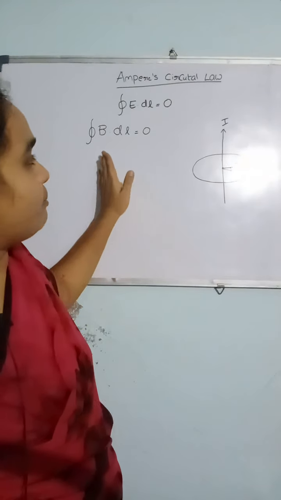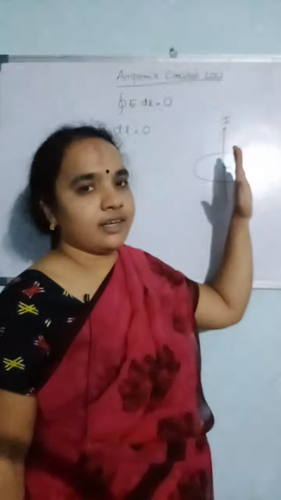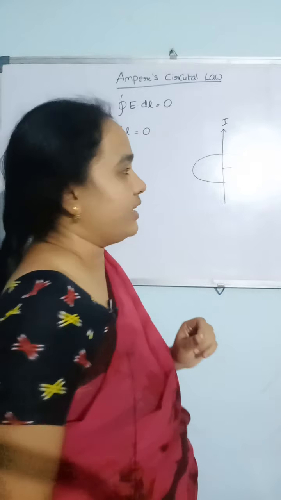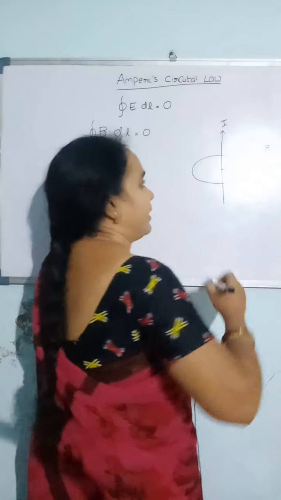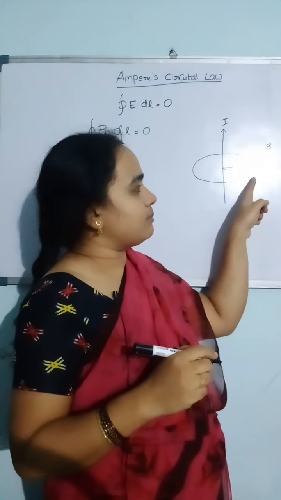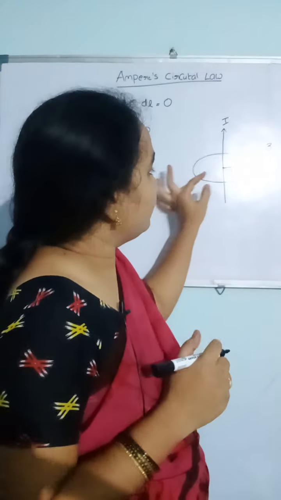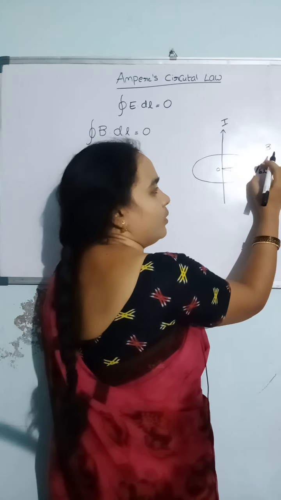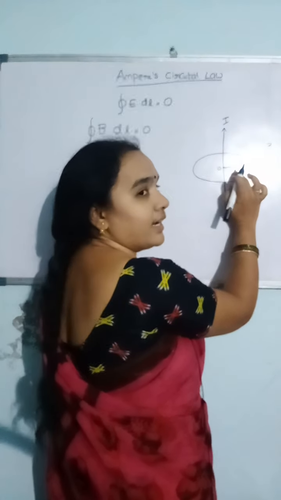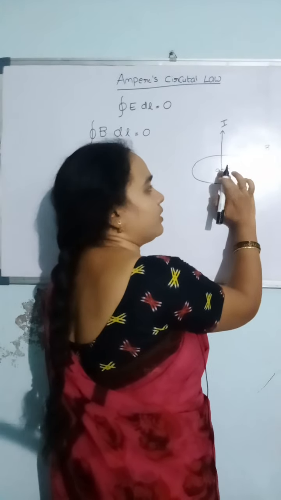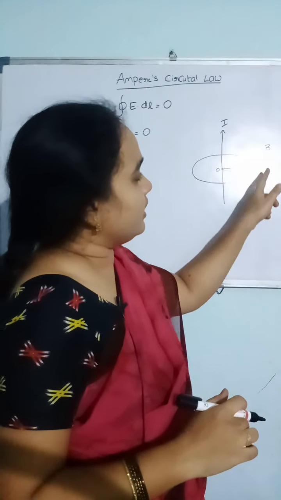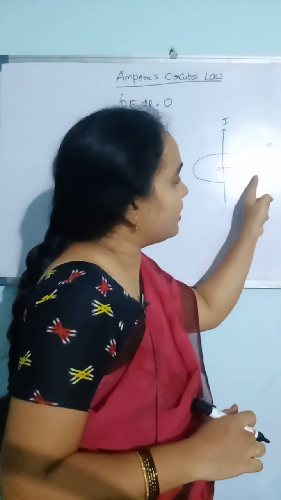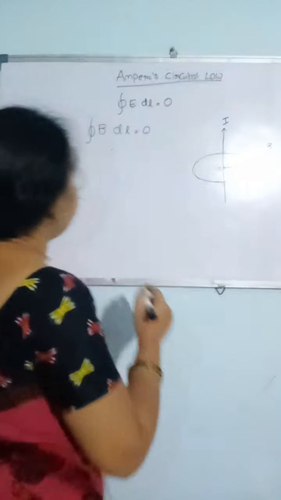In order to derive Ampere's circuital law, let us consider a long current carrying conductor. Around it a magnetic field is generated. If you want to calculate the magnetic field induction, we should draw a tangent at that point. Let us consider an element dl or delta L which makes a small angle delta theta at the origin.